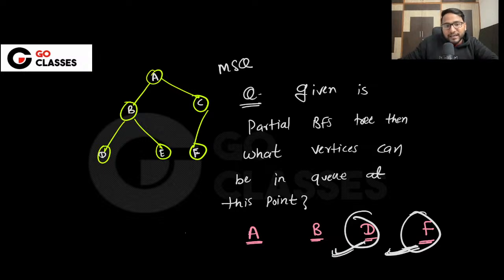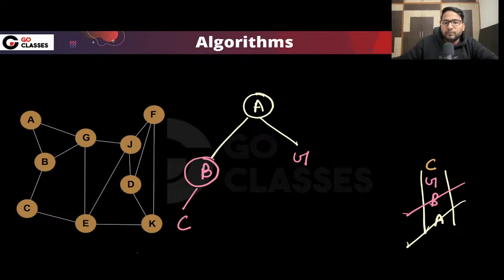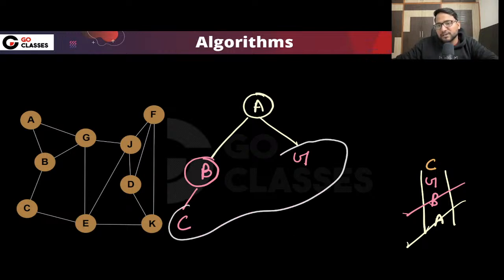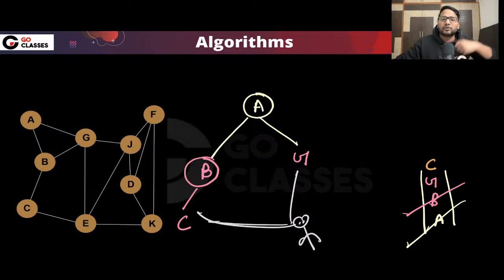The point I'm trying to make is that only the leaves can be in the queue, and the internal nodes must have been popped out. This is what I mean by the frontiers. Frontiers means at the front. Suppose you are here and looking from here, then you will see C and G. Basically, the leaves are called frontiers. Anyway, don't worry about the terminology. Let's just understand this more.